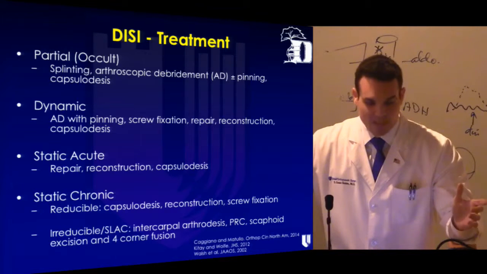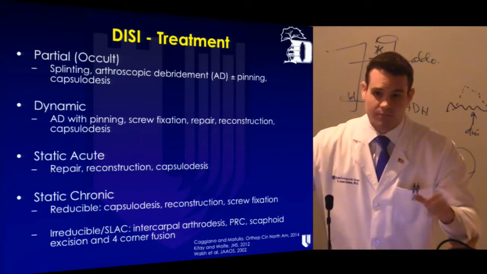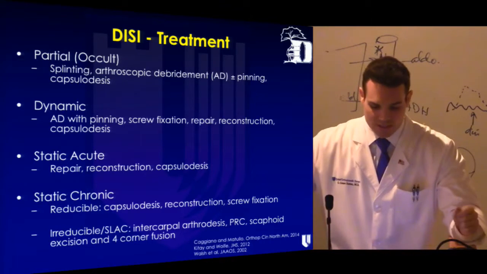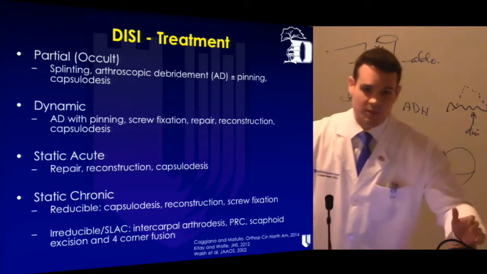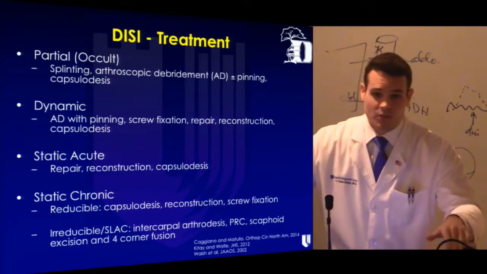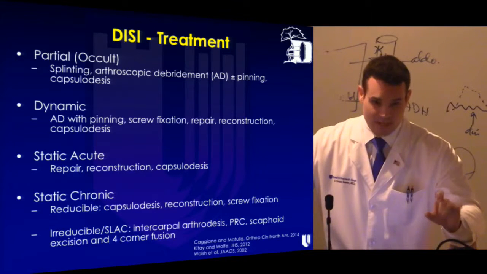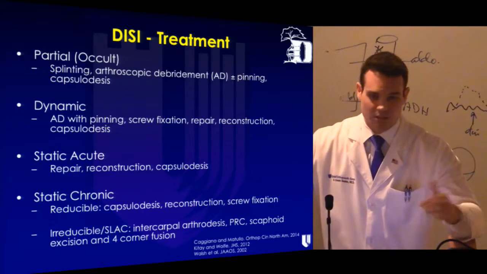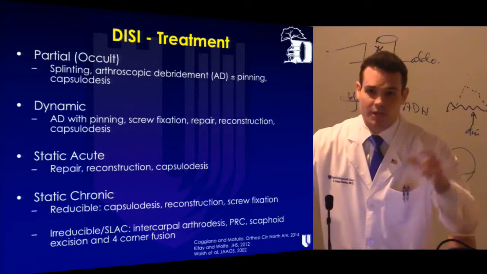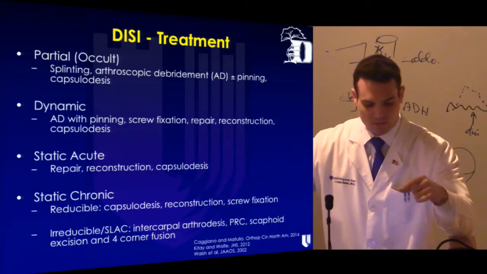Moving on, it's dynamic instability. That is that we see gapping or changes on stress testing of x-rays. Some people will use arthroscopic debridement, screw fixation, repair, reconstruction, and capsulodesis. Reconstruction is typically, or traditionally, I should say, the Brunelli, which is where the FCR tendon is passed through the scaphoid tunnel. More recently, some people have used the tri-ligament modification, where they actually weave it through the radiotriquetral ligament first, then to the lunate.